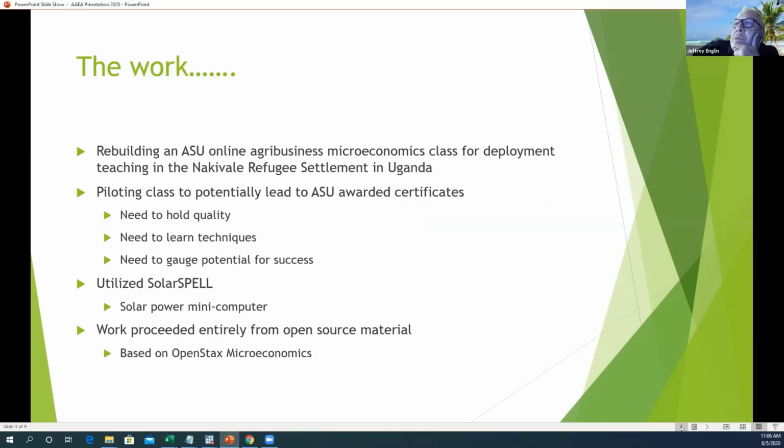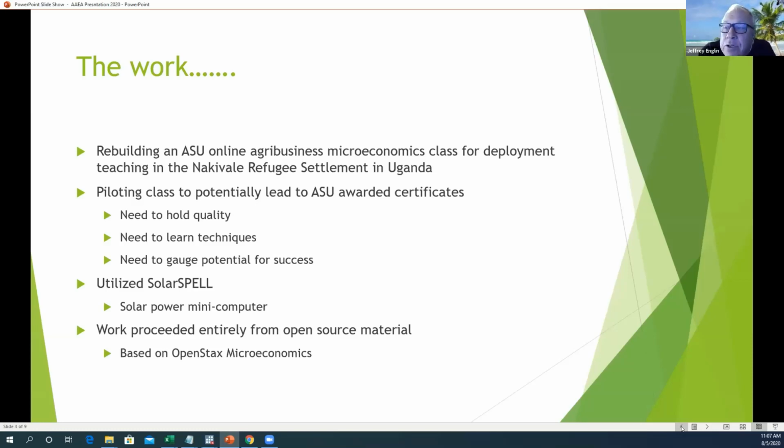So my task was to rebuild my ASU online agribusiness microeconomics class for deployment and teaching in the Nakivale refugee settlement in Uganda. Because this class potentially could lead to ASU awarded certificates, I needed to keep the quality the same. We needed to learn some techniques, and we needed to gauge the potential for extending these methods to other classes. So there was a methodological component to it as well as a technical component.